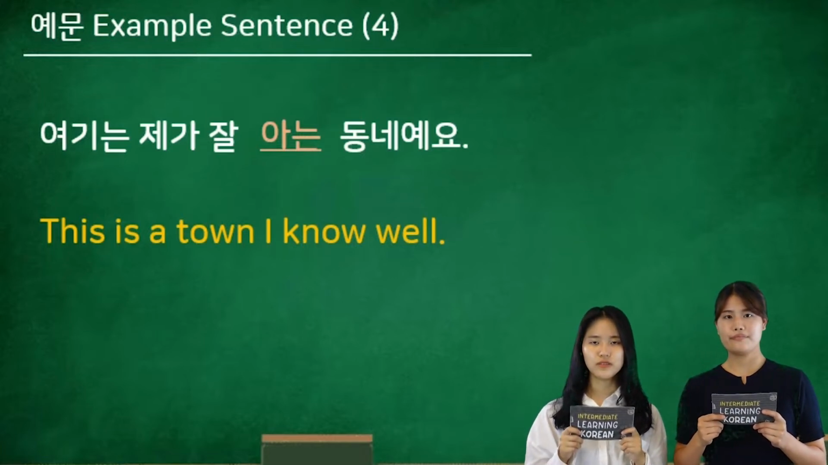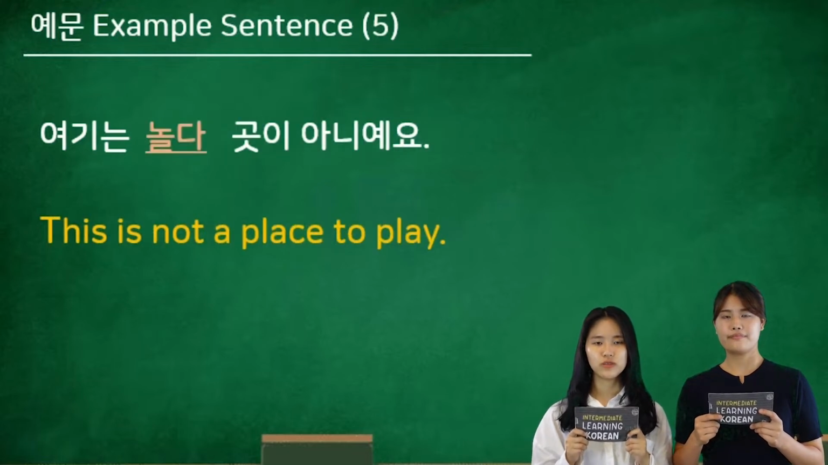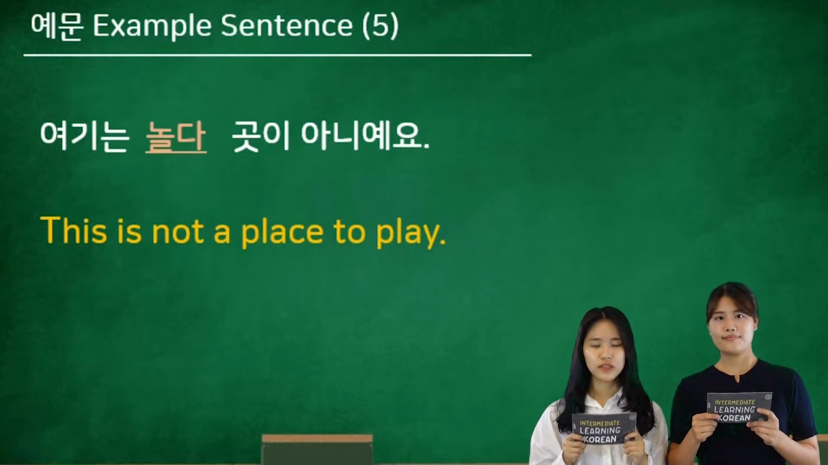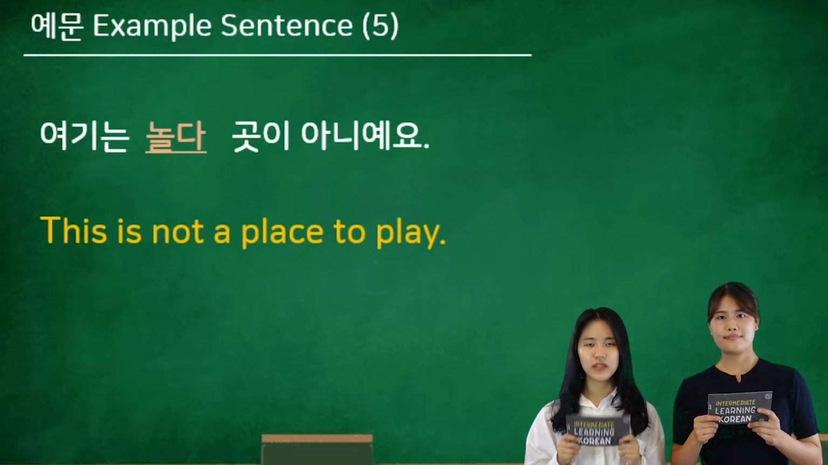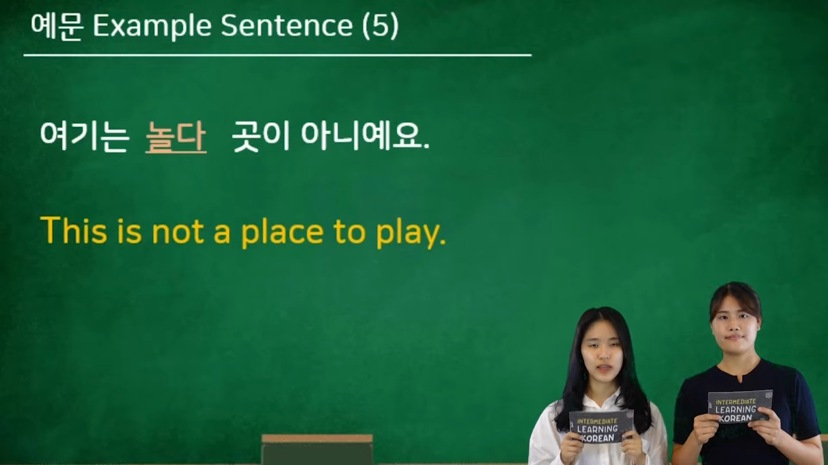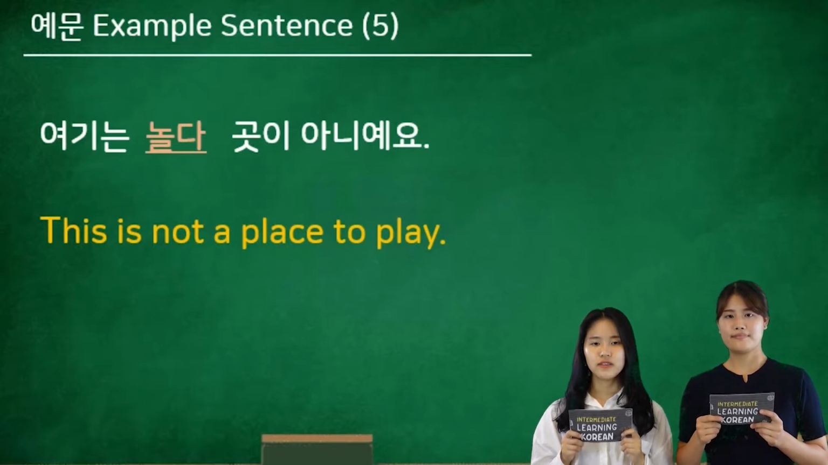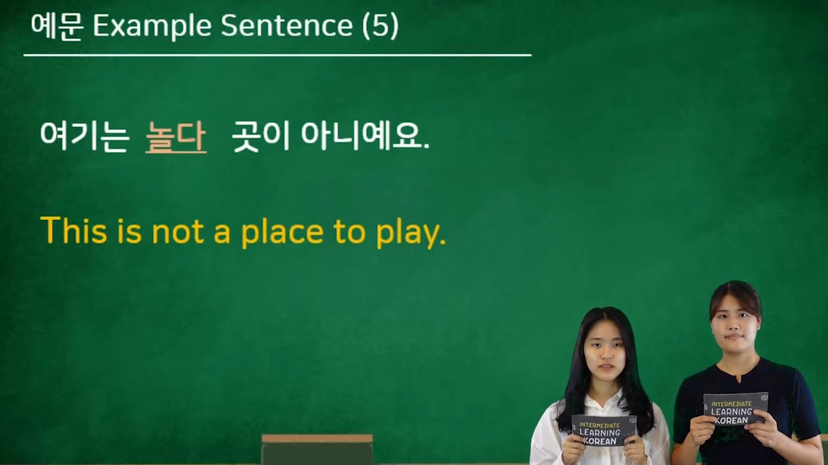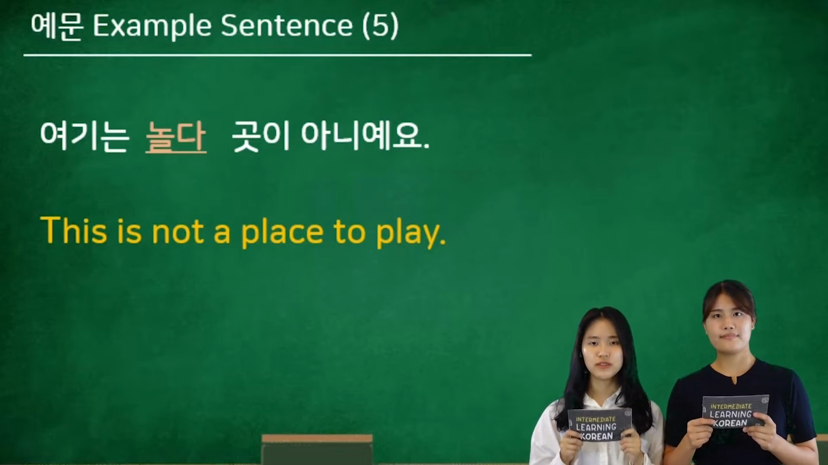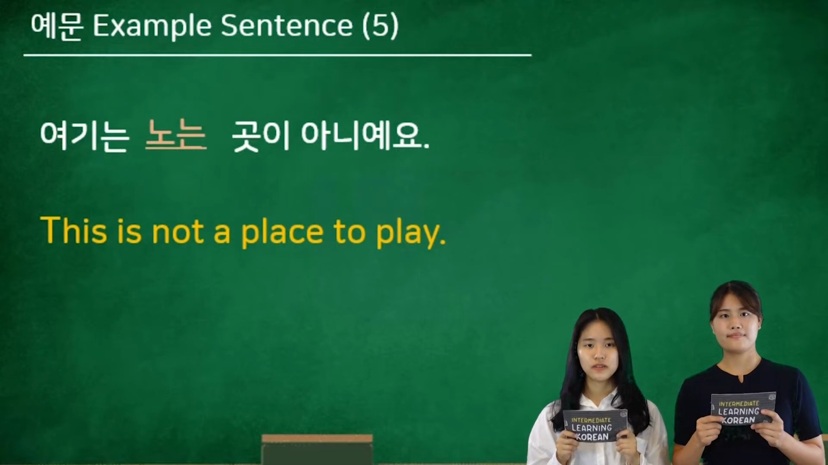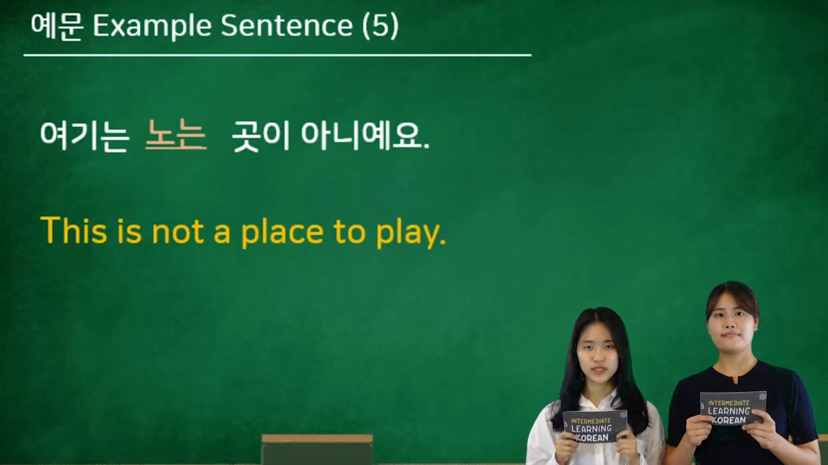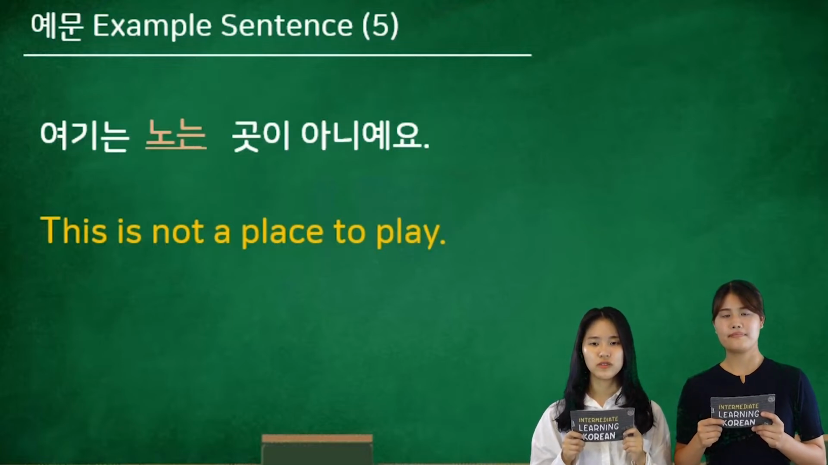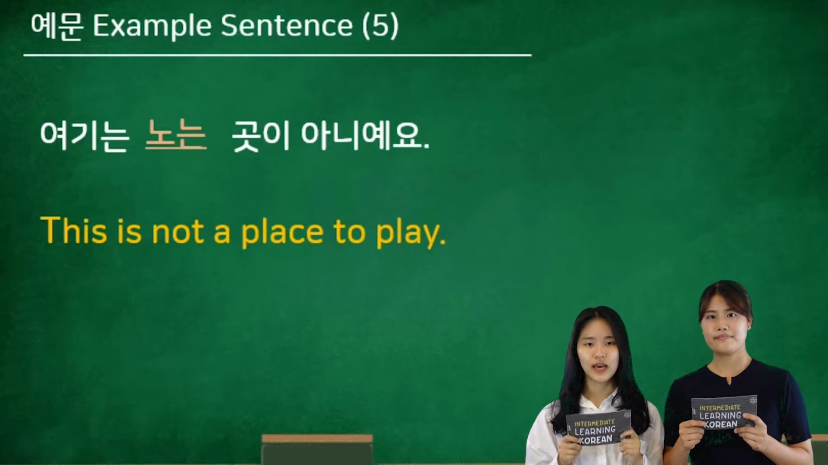Yes, thank you. And next one. 여기는 놀다 곳이 아니에요. If you look at this sentence, you can first delete 다 from the verb 놀다. Then you can see that the final consonant is 리을, right? Yes, then we use 는 after it. So it becomes 노는. Yes, let's say it together. 여기는 노는 곳이 아니에요.